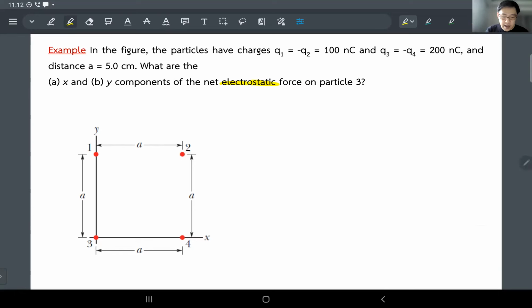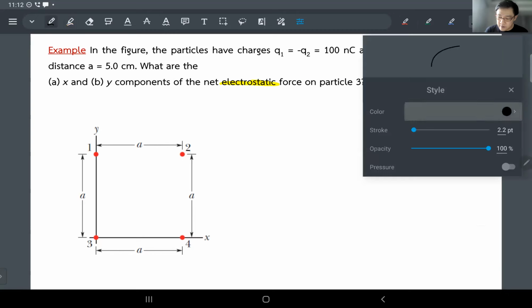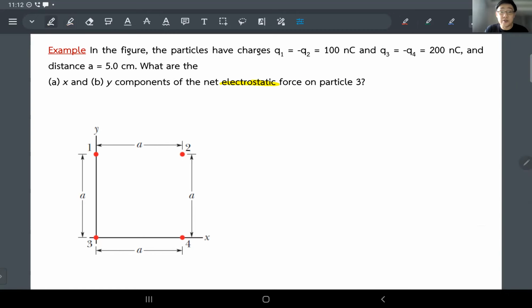So what I'm going to do here is take away my charge number 3. Forget about it. You don't need to worry about this charge at the moment. All you have to worry about is what the net electric field is at this point. Just find the net field at point number 3.